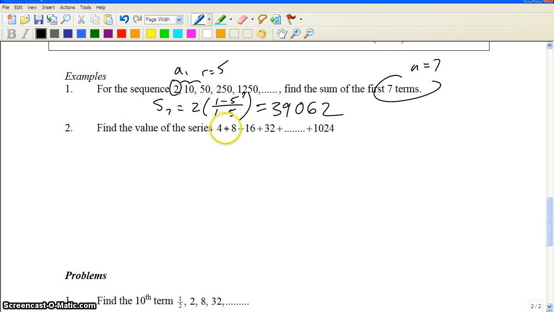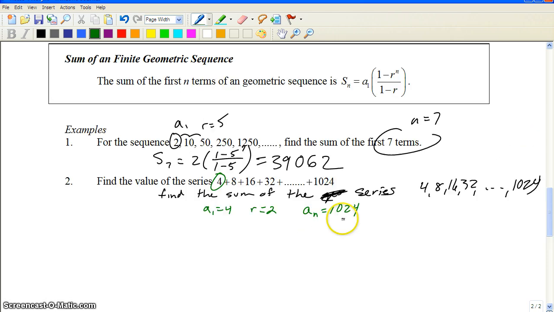By the way, this is a geometric series, or series in this case. And a rewording of this problem would be find the sum of the geo series, or find the sum of the series, and then listing the terms 4, 8, 16, 32, 1024. That is the same exact thing. So we don't know what n is, but we know that a sub n is 1024. We also know this formula.